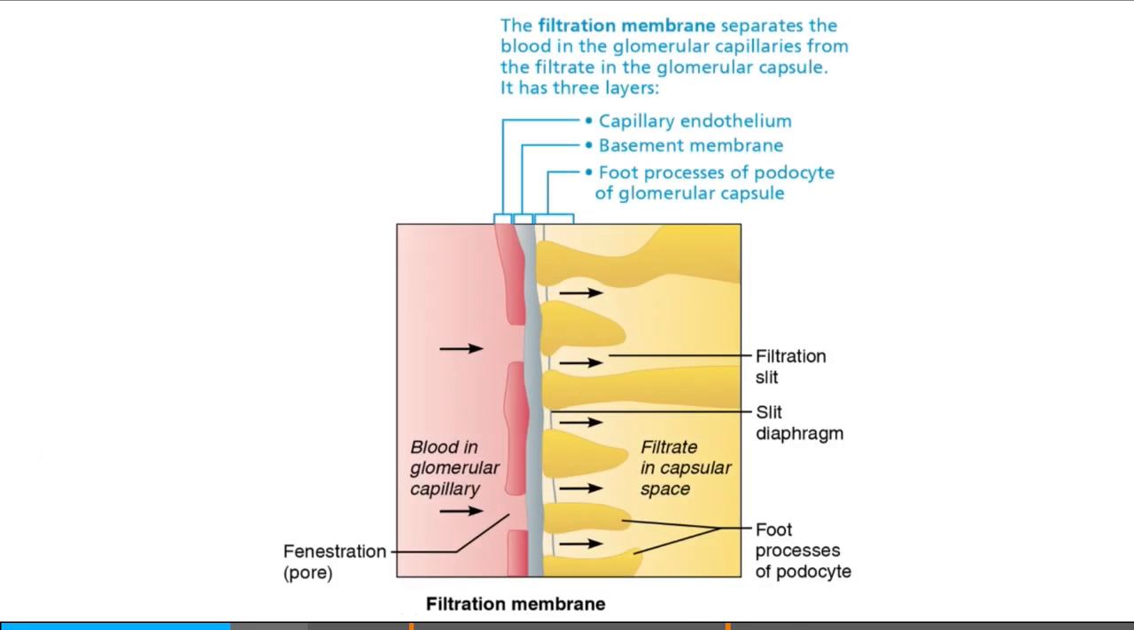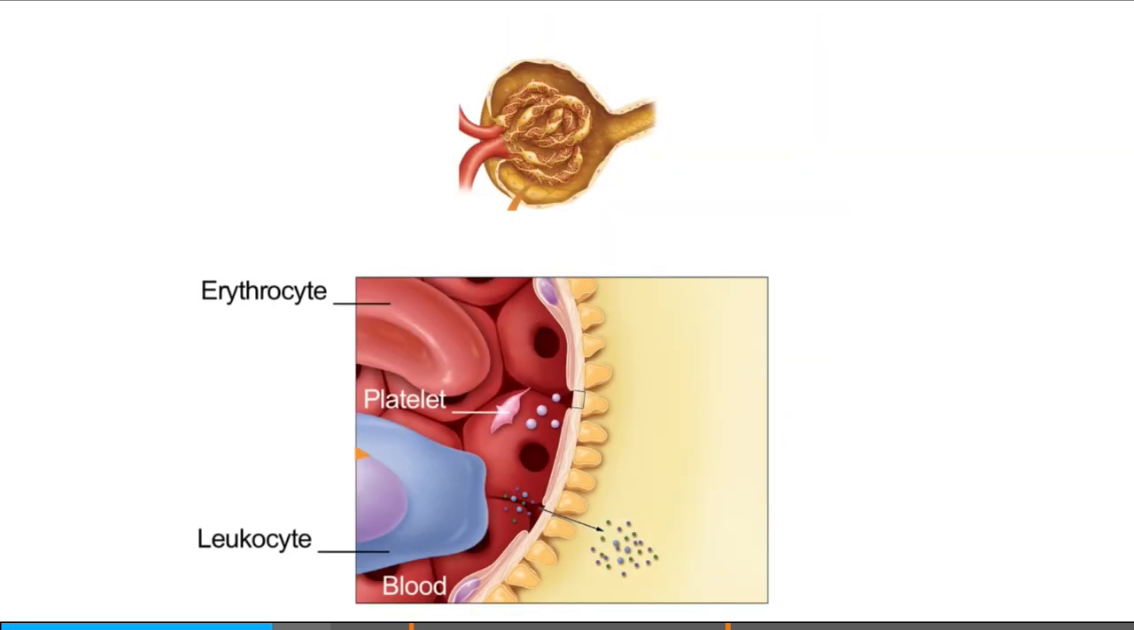The filtration membrane for glomerular filtration is porous and doesn't usually allow molecules larger than 5 nanometers to pass through. Therefore, the presence of molecules larger than 5 nanometers, such as proteins and blood cells in the urine, often indicates a problem with the filtration membrane.